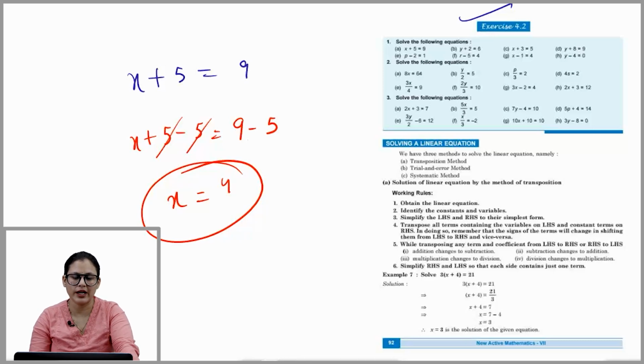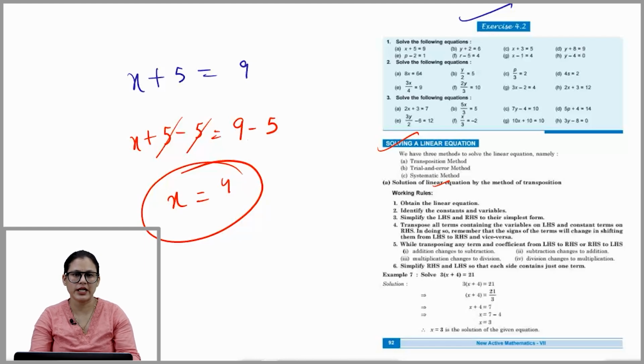Now, solving a linear equation. We have 3 methods to solve a linear equation, namely A, the transposition method, B, the trial and error method, and C, the systematic method. A, solution of a linear equation by the method of transposition. Okay, so what are the working rules? Number 1, obtain the linear equation. 2, identify the constants and variables.